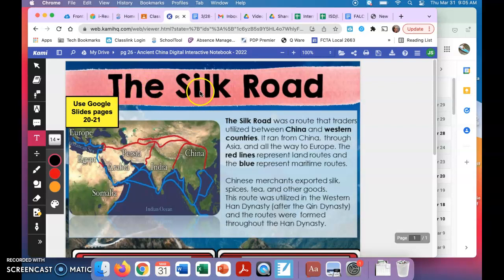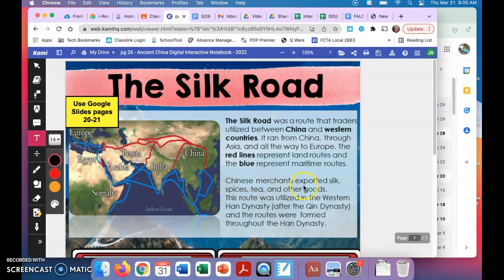So we are talking about the Silk Road today. The Silk Road was a route that traders utilized between China and Western countries. It ran from China through Asia and all the way to Europe. The red lines represent land routes and the blue lines represent maritime or water routes. So if you look at the map, here are our land routes for the Silk Road, and then the blue paths here, the blue lines, are the maritime or water routes.